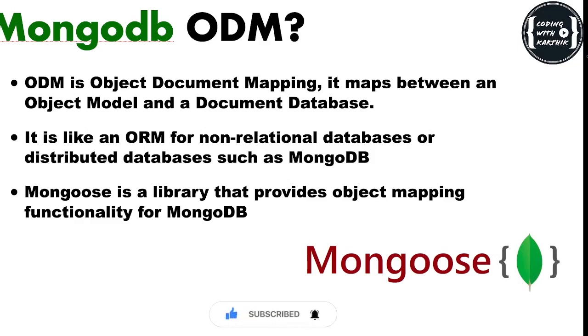Mongoose is a library that provides object mapping functionality for MongoDB. So we'll use Mongoose. In Node.js we have the MongoDB library, but that is a native client, which will just connect to the database, and we'll have to manually handle the operations. But if you use Mongoose, it will be very easy to handle non-relational data in MongoDB. Okay, so let's jump into the coding now.